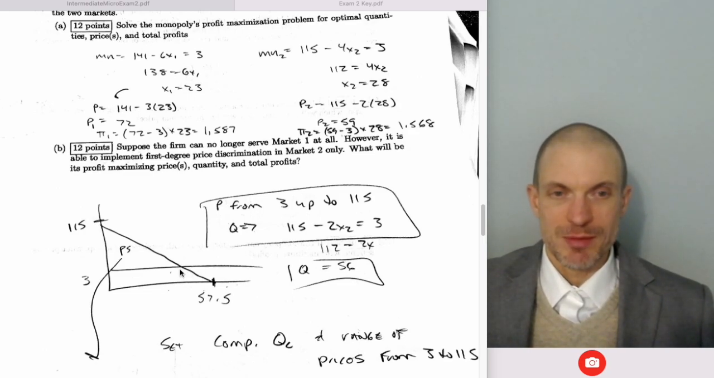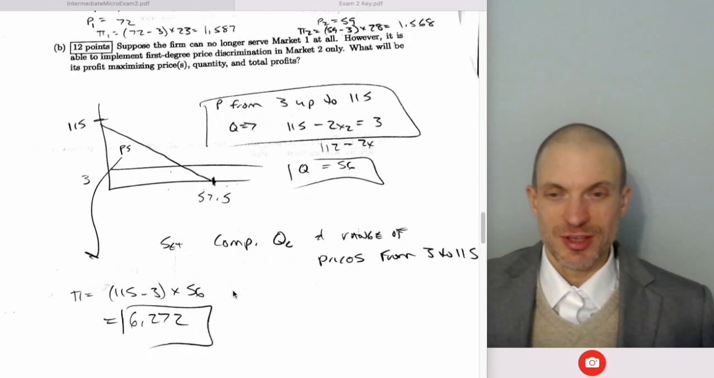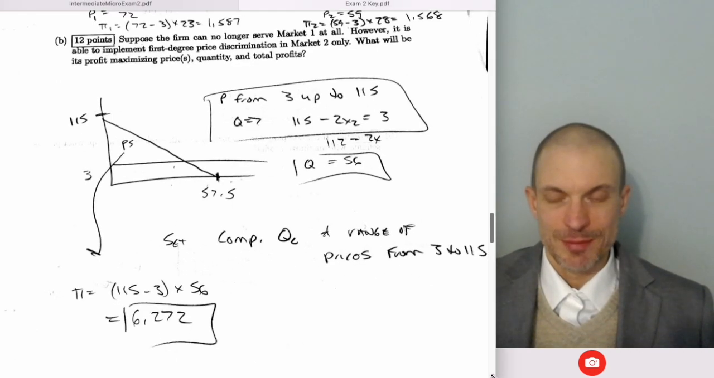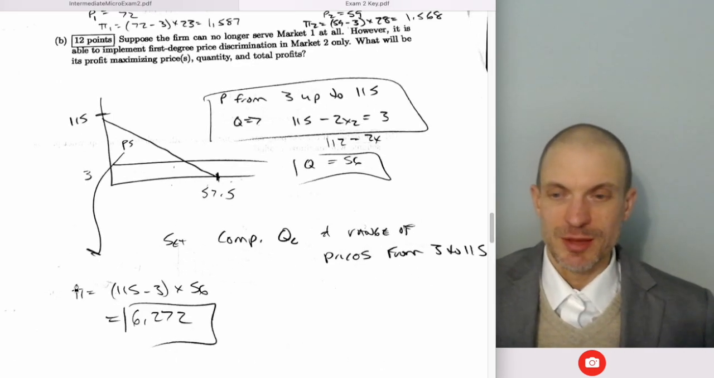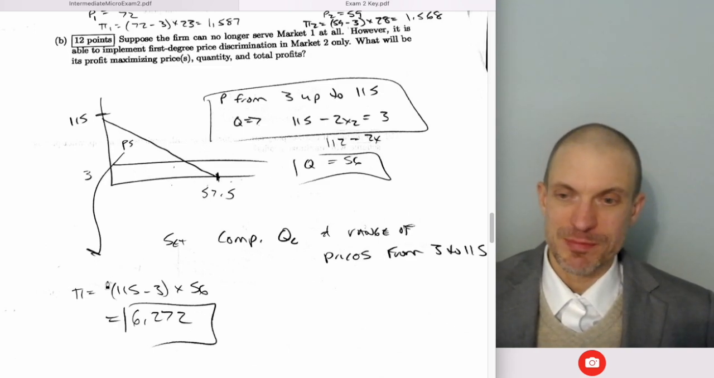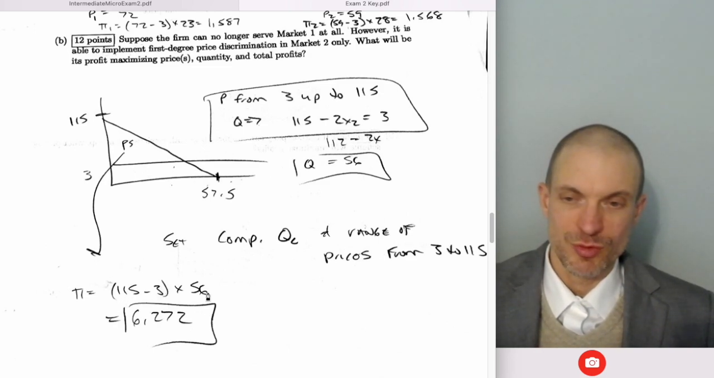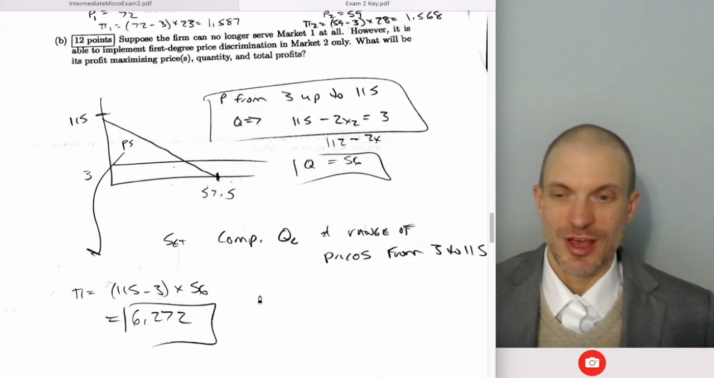So I don't produce past that point, but I can recognize, oh, this point right here is the same amount that the competitive market would produce. So I can easily find that quantity just by setting my inverse demand equal to the marginal cost and solving for that quantity. Basically I'm going to set the competitive output and the range of prices are going to go from 3 up to 115. If I calculate profits, again, using that formula that I like, price minus average total cost is going to be 112 times 56, which is 6,272.